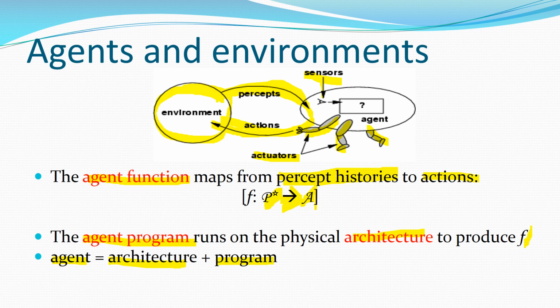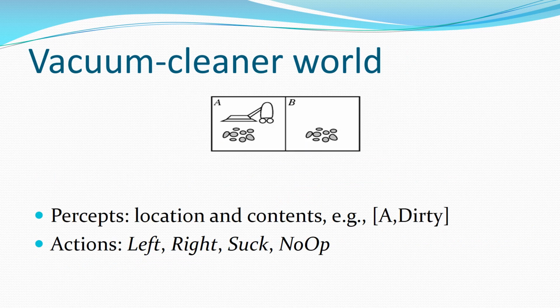We can say that an agent's behavior is described by the agent function that maps any percept sequence to an action. To understand this, we will see an example of vacuum cleaner world. Consider there is a vacuum cleaner placed over here.